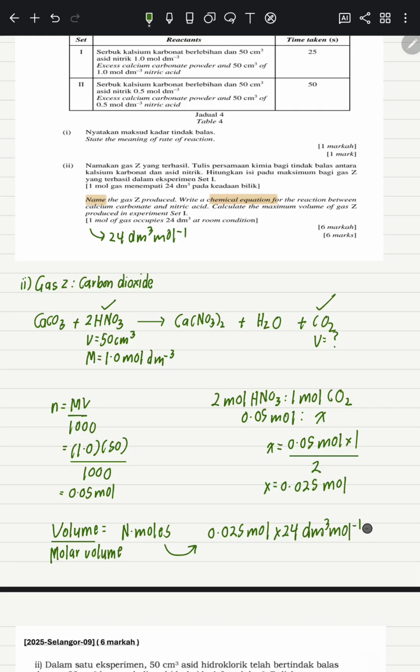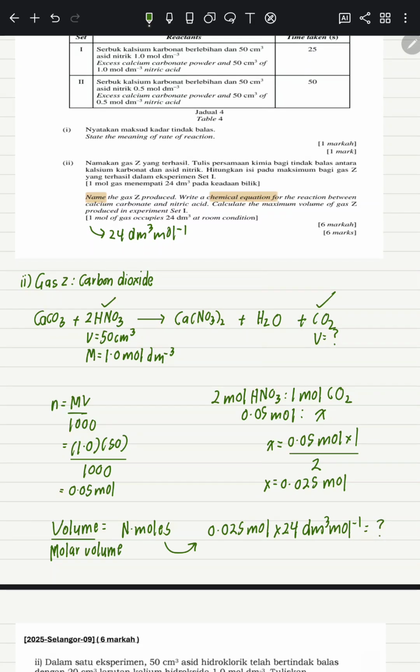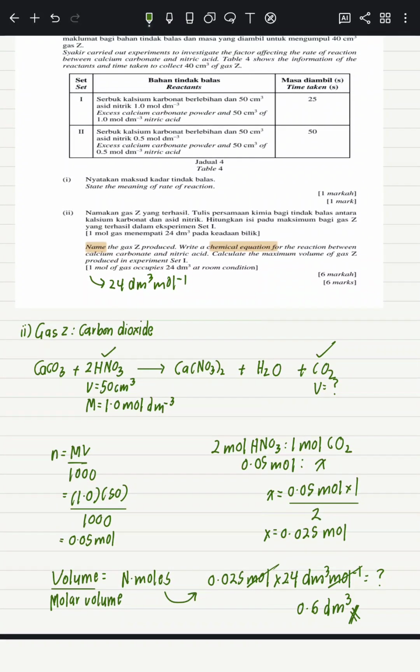Please don't say you want to use 24 decimeter cube only, that is for volume. When they say molar volume, you have the mole -1. So this would be your question mark, and then you cancel the units. 0.025 times 24 would be 0.6. Yes, correct, 0.6 decimeter cube. So this is your final answer, and you are done. See, very simple, I just spent 8 minutes for this particular question. So this is how you must do it.